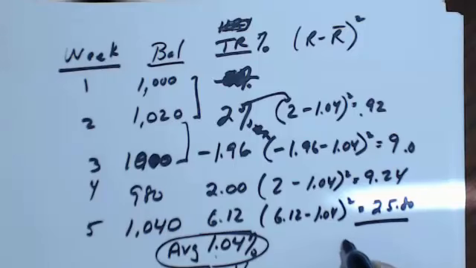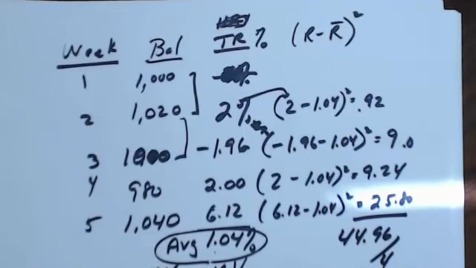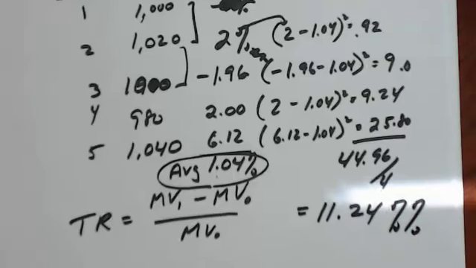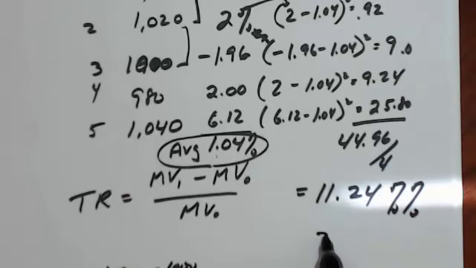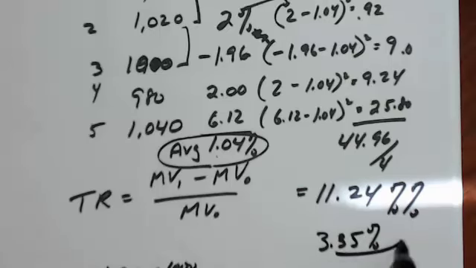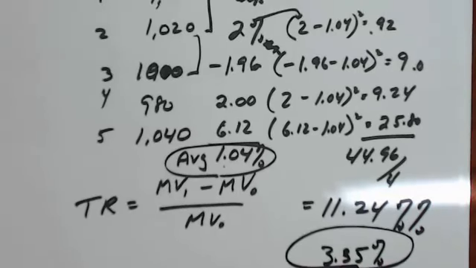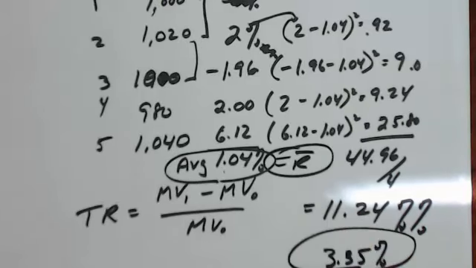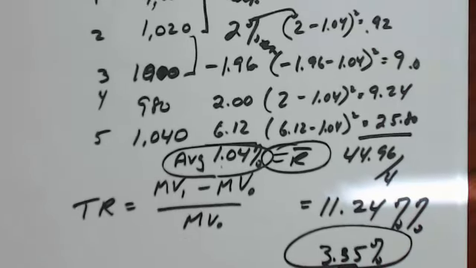If we add this up, we get 44.96 divided by 4, and we get a variance of 11.4, and that's percent. Take the square root, we'll come up to 3.35% as a measure of volatility. That's our sigma, right? This is our R bar, okay? And the average risk-free rate is the only thing that's outstanding. So let's put this together.